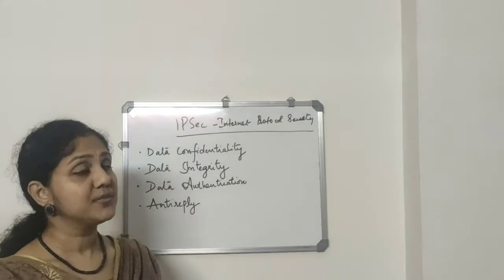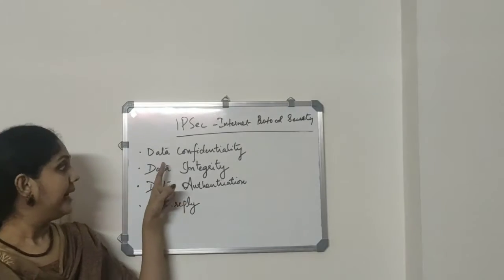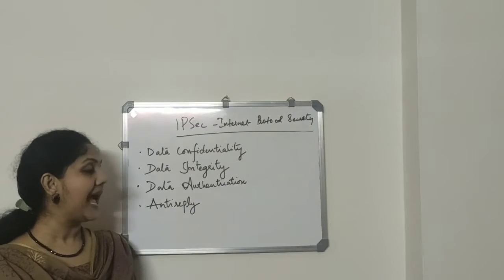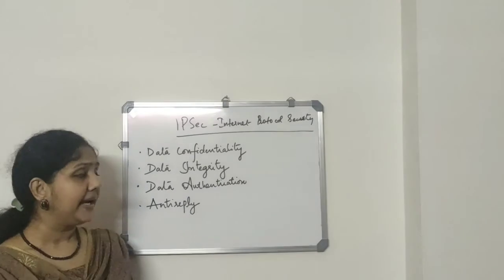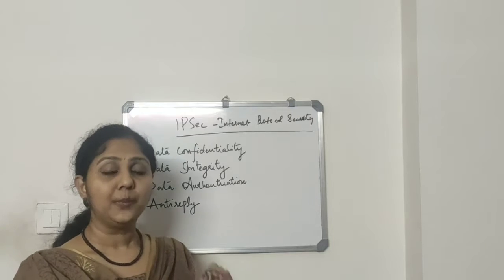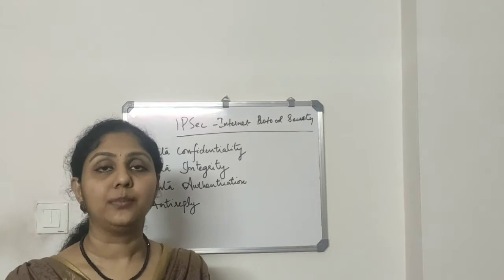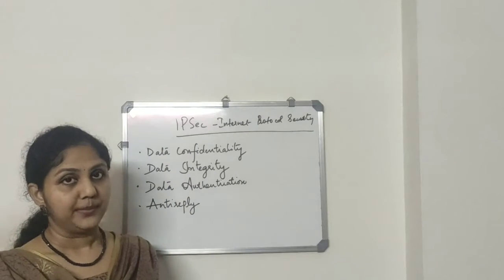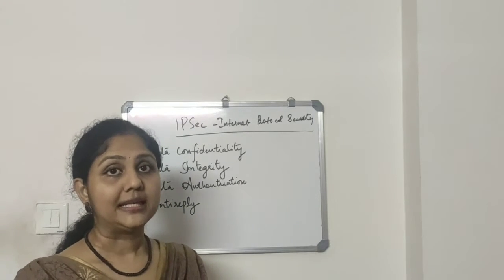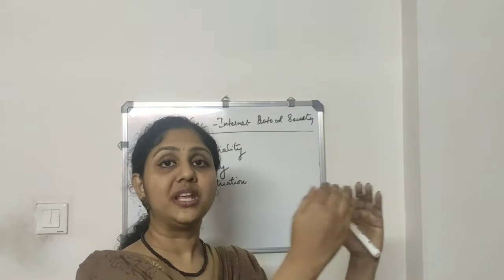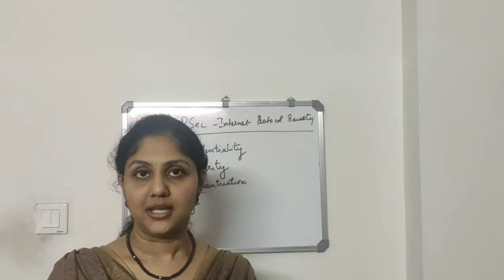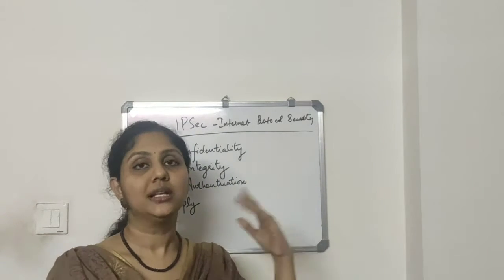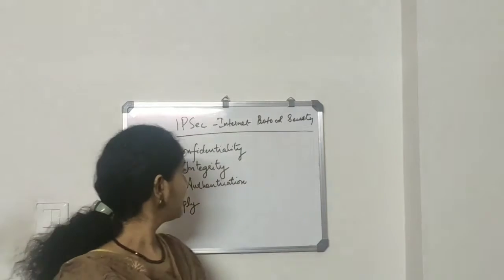IPsec has been used in tunneling as well as VPN mechanisms. The important functions provided by IPsec are data confidentiality, data integrity, data authentication, and anti-replay. Data confidentiality: IPsec will encode the data packet before it is sent. Data integrity: IPsec ensures that the data sent has reached exactly how it is sent. That means the data is not altered or updated during transmission.